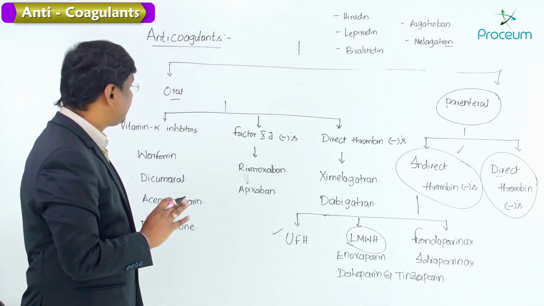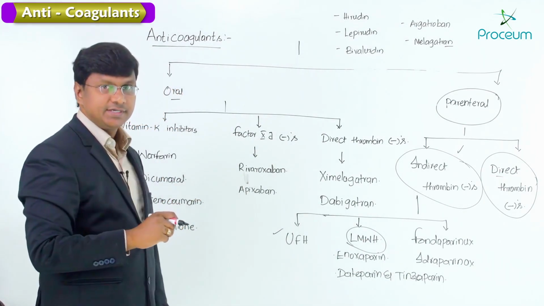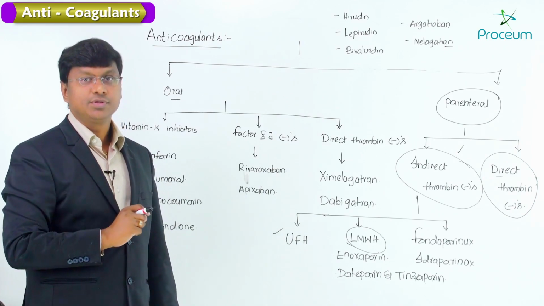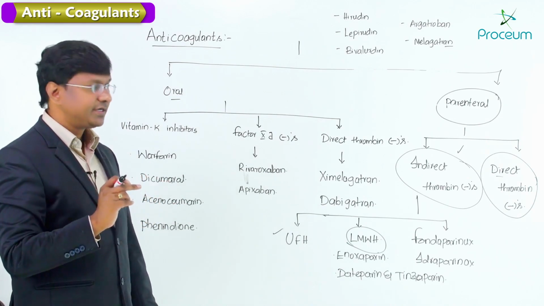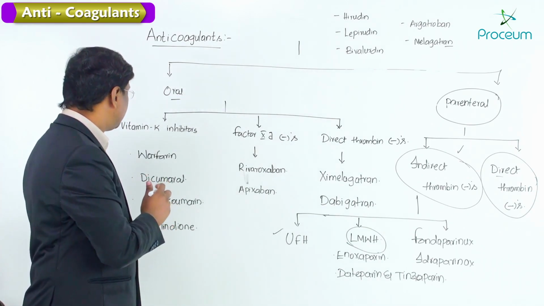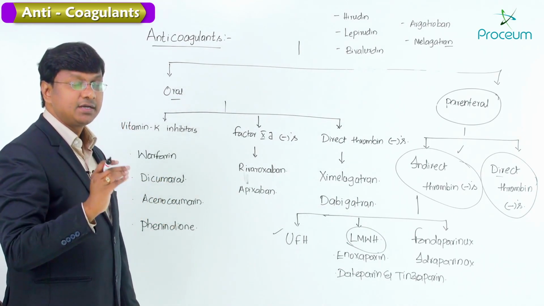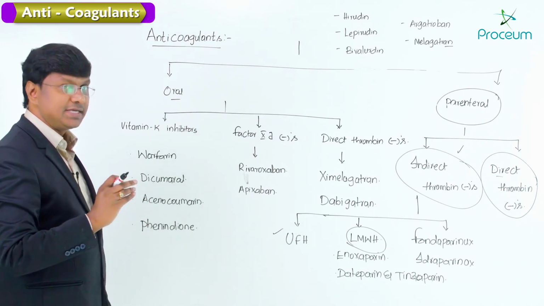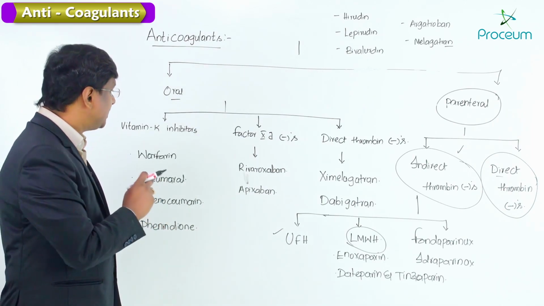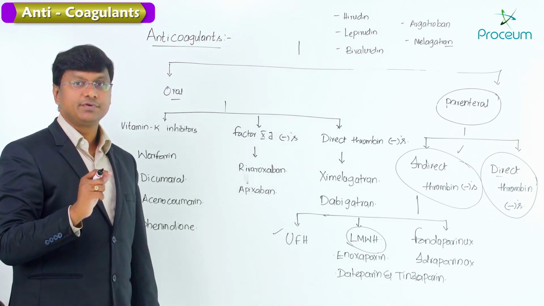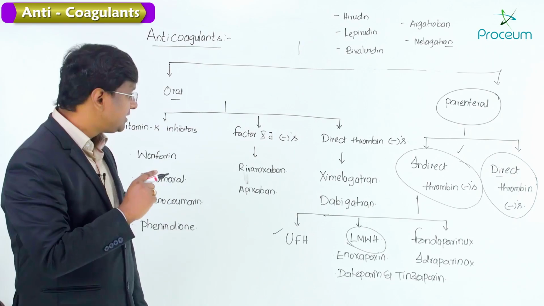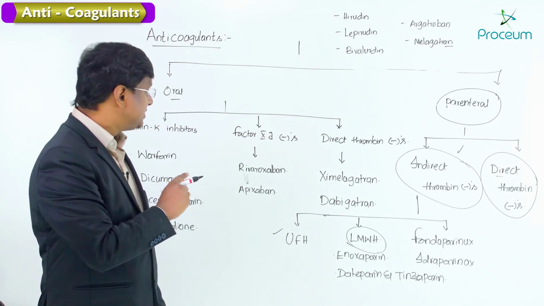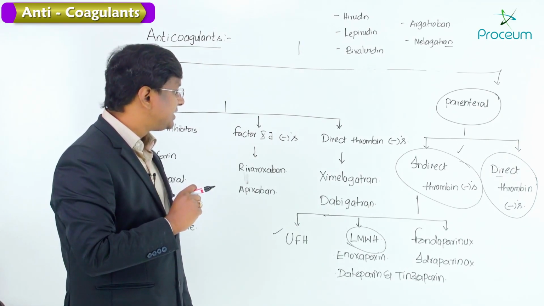Now, after having discussed the classification of the anticoagulants, let me discuss in detail the oral anticoagulants. We have vitamin K inhibitors, factor Xa inhibitors, and direct thrombin inhibitors. Vitamin K inhibitors are warfarin, dicumarol, acenocoumarol, and phenindione. Factor Xa inhibitors are rivaroxaban and apixaban. Direct thrombin inhibitors are ximelagatran as well as dabigatran.